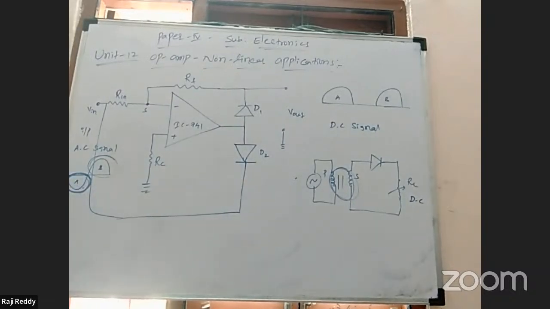One time the positive pulse is converted AC to DC. The next negative pulse is converted AC to DC. So finally both pulses are converted AC to DC, and that is called the full wave rectifier condition.